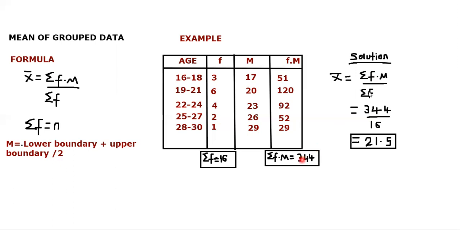And then the summation of F, which is the total number of observations, is given by 16, all right? If you divide 344 by 16, you get 21.5. And therefore, that is our mean, all right? That is the mean for grouped data.